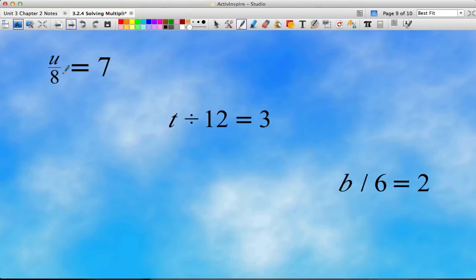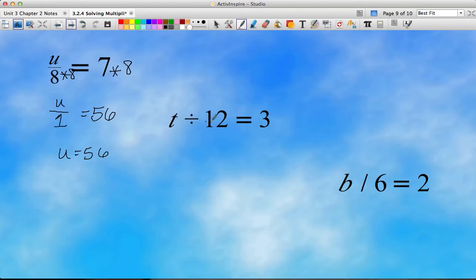All right, so again, when you're solving these, you can just put here. So I know it's u divided by 8 equals 7. So in order to get rid of the divide by 8, I'm going to times by 8. But what I do to one side, I have to do to the other. So I'm left with u over 1 is equal to 56, which means I'm left with u is equal to 56.